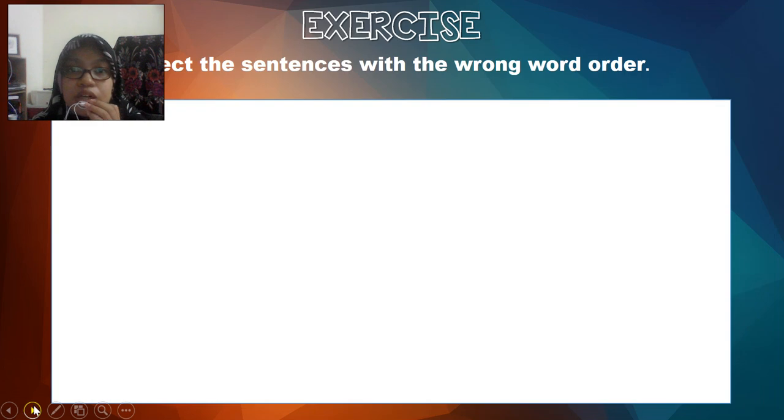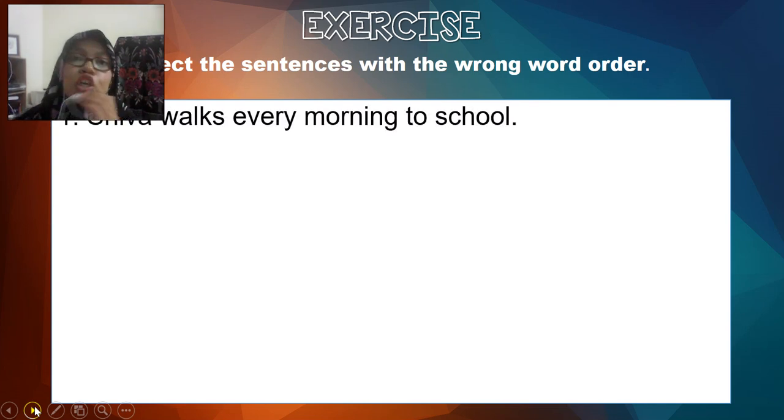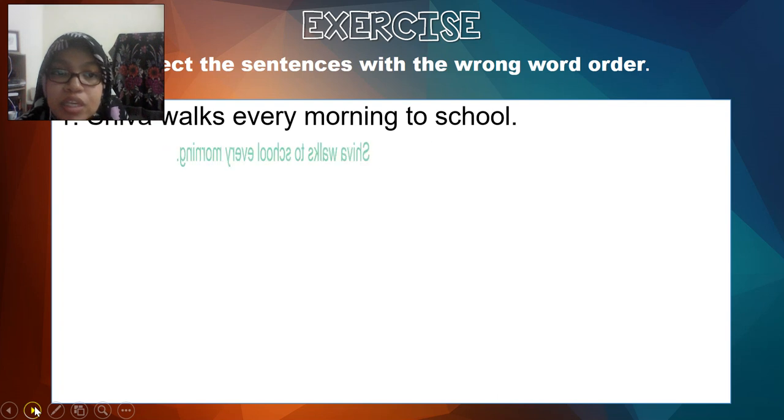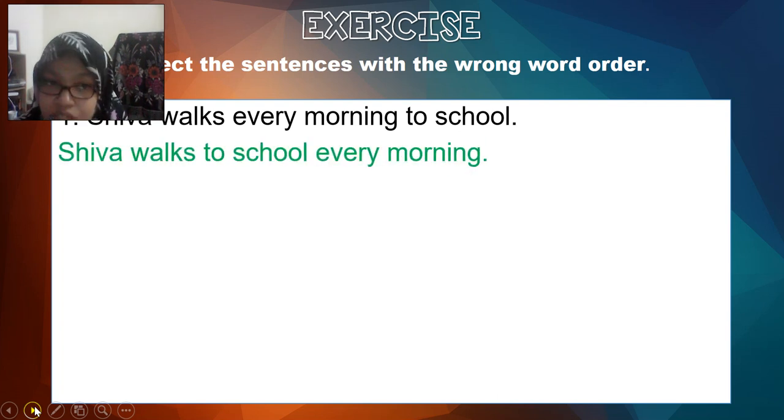So, because we know about the ordering, kita tahu macam mana kita nak susun ayat. So, next one kita buat exercise sikit. Okay, nak tengok awak ingat ke tak. Okay, for example, Shiva walks every morning to school. So, apa yang betul? Shiva walks to school every morning.